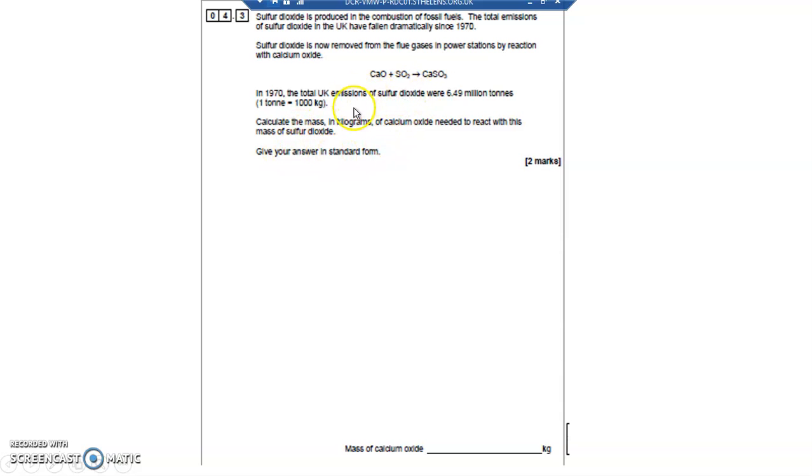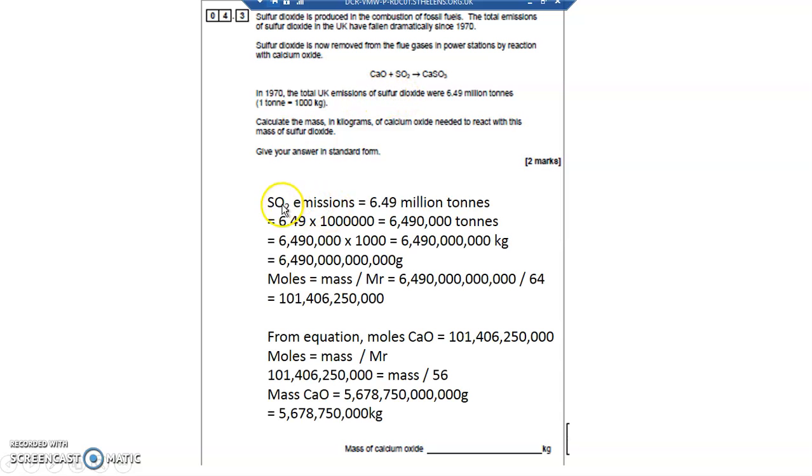So let's start to work out the number of moles of sulfur dioxide. First of all, SO2 emissions 6.49 million tonnes. Let's sort out these million tonnes. A million is 10 to the power 6, so I've multiplied by 6.49 times 10 to the power 6. I've worked out the number of tonnes. I've got rid of the million. 6,490,000, or you could put 6.49 times 10 to the power 6 if you prefer it in standard form. And now I'm going to get rid of the tonnes. A tonne is 1,000 kilograms, so I'm going to multiply by 1,000.